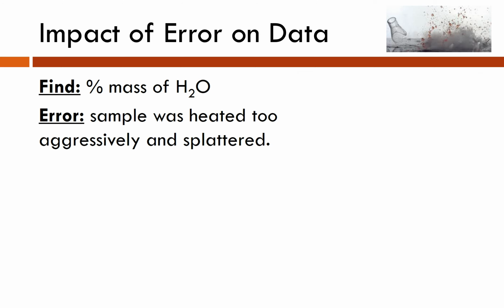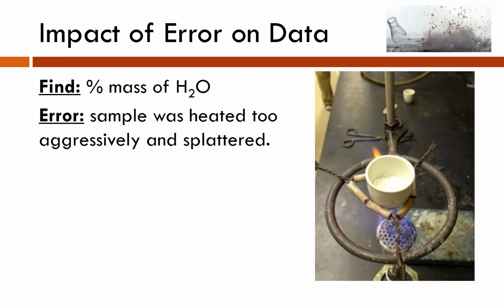All right, with the next two, why don't you pause the video and try them out for yourself. All right, you're trying to determine the percent mass of water present in a hydrate. Your error is that the sample was heated too aggressively and splattered. So we've got a crucible being heated over a Bunsen burner flame, and we say the sample splattered. As you heat it, really only the water molecules are supposed to be driven off as steam, but you were aggressive. You're rushing, and you ended up with a bunch of your actual compound coming out as well.